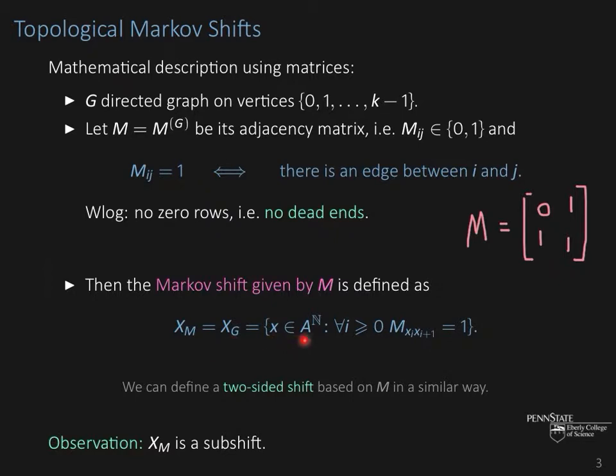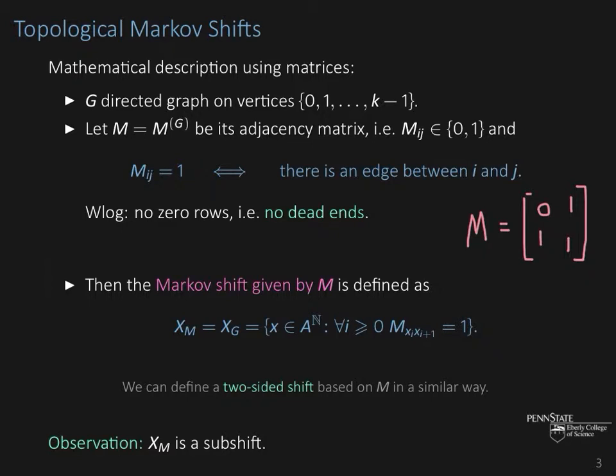Well, it's the set of all infinite sequences over A, such that for all i, the entry x_i, x_{i+1} in the matrix is 1. So that means nothing else than just saying, well, whenever I want to pass to the next entry in the sequence, I have to do so via a connection where there is an edge from the node x_i to the node x_{i+1} in the graph.